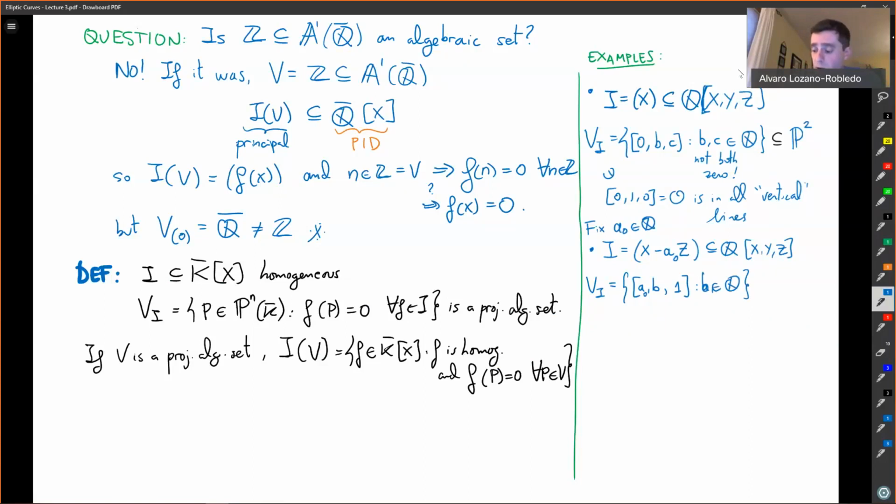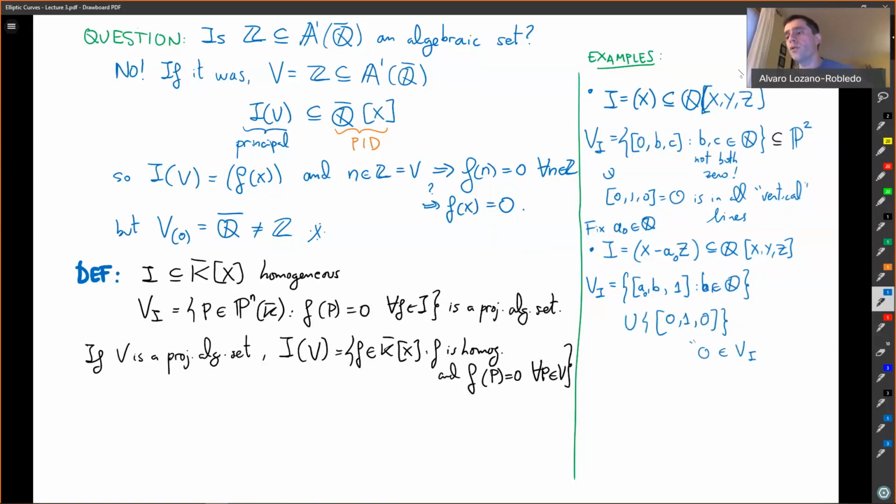If z is 0, then the definition of the ideal tells me that for that to vanish, x has to be 0 also, and then the y coordinate can be anything, but because it's projective, I can divide by the y coordinate, and that's just going to be the point 0, 1, 0 in projective coordinates. So you see that again, this is O, and it is again in V, which is a projective algebraic set that corresponds to a vertical line in the affine plane going through the point a0, 0.